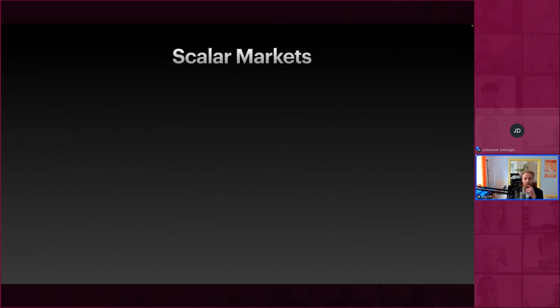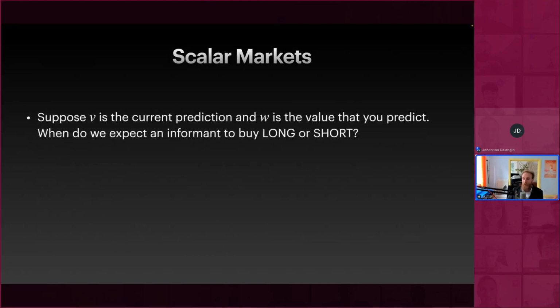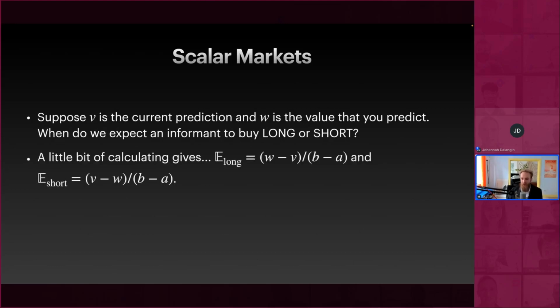Now, when do we expect an informant to buy long or short? Well, let's say the current prediction is V, but the informant thinks it should be W. Now, I don't want to bore you with the details, because that's a bit of a longer calculation. You can find it in the guide that I posted in the chat, and I encourage you to look at it. But it's not good material for a presentation.